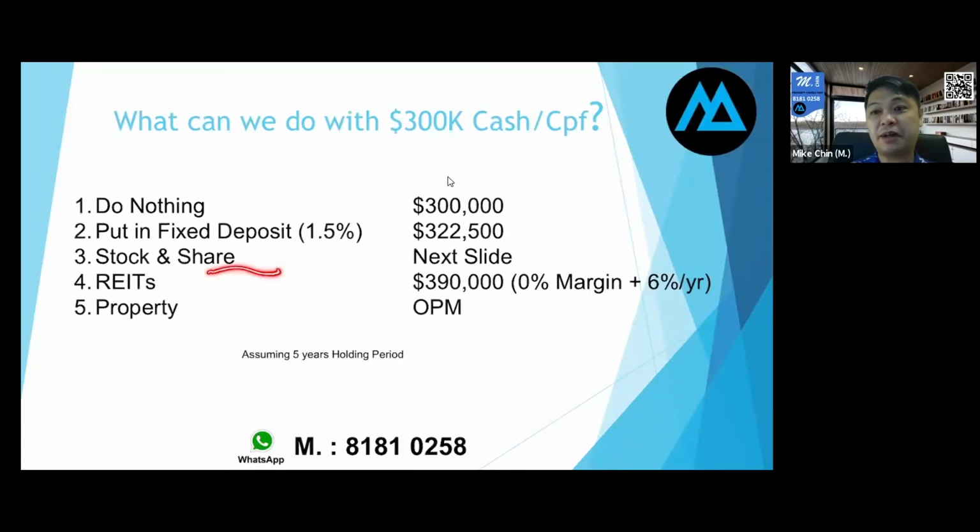Stocks and shares. A lot of my clients say, hey, this is the best time to go in. Property has dropped, the share prices have dropped so much. I'll share with you in the next slide. How about REITs? REITs traditionally give about 6% rental yield, but now it's going to be very challenging. And last of all, we have property, where we use our OPM concept, other people's money.